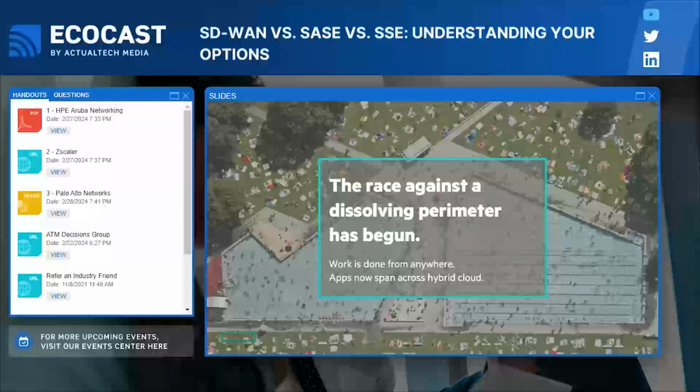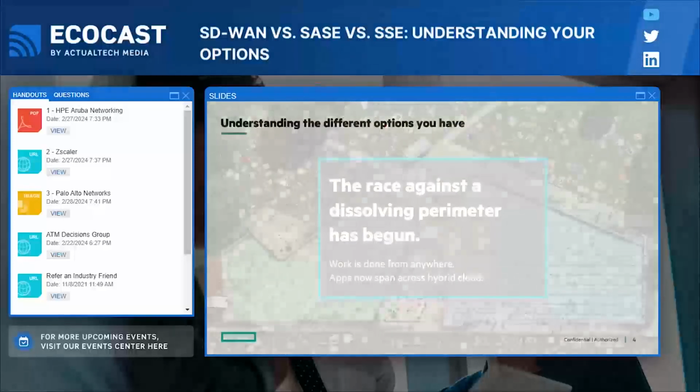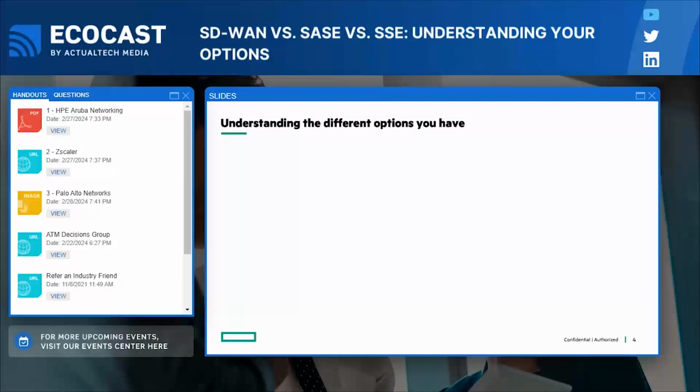So let's be clear. Our world is moving very quickly towards a dissolving perimeter, with users, data, and applications everywhere and anywhere. And IT and security teams are really struggling in this race to keep up. So with that in mind, let's just remind ourselves about the three approaches in which we can secure our workforce today.